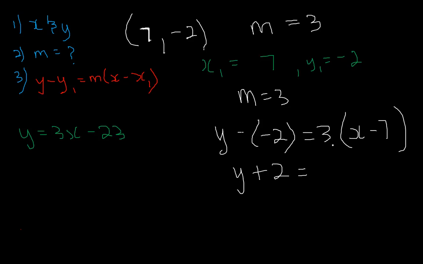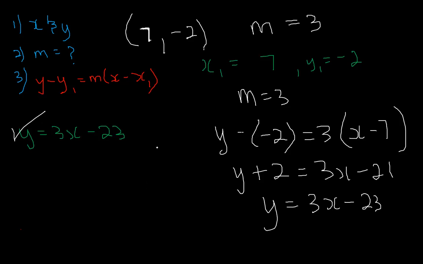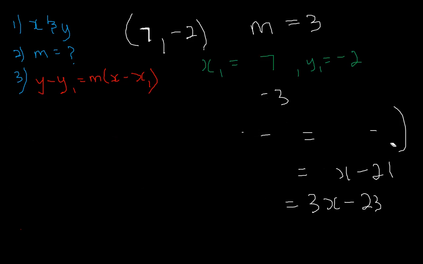Y plus 2. We could expand these brackets. So it's 3x, 3 by minus 7 is minus 21. Minus 2 from both sides to get y by itself. So y is equal to 3x minus 23. And that's why this answer is correct. Everybody understands? Yes, miss. Cool. And that's probably the hardest it will get if they ask you to find the equation of a line.